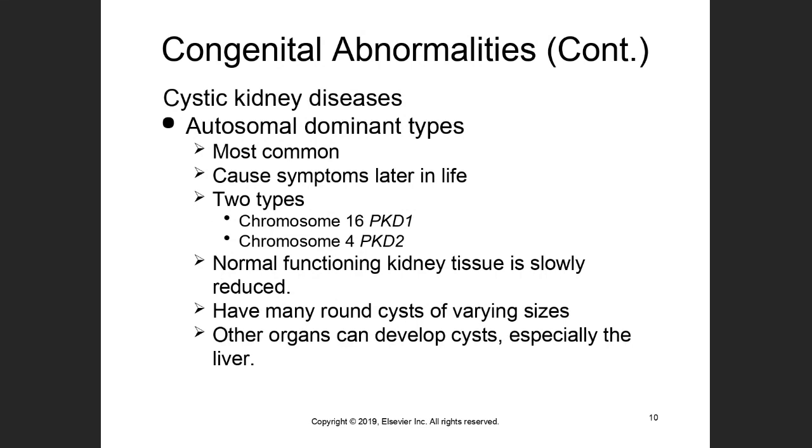Then we have the autosomal dominant type, the adult type, which you develop later in life, and it is dominant. Dominant means that the disease is going to be expressed in every generation of that family. Normal functioning kidney tissue is slowly reduced. This is genetic, chromosome 16 and chromosome 4. You have to know this. I'll let you know in the review.